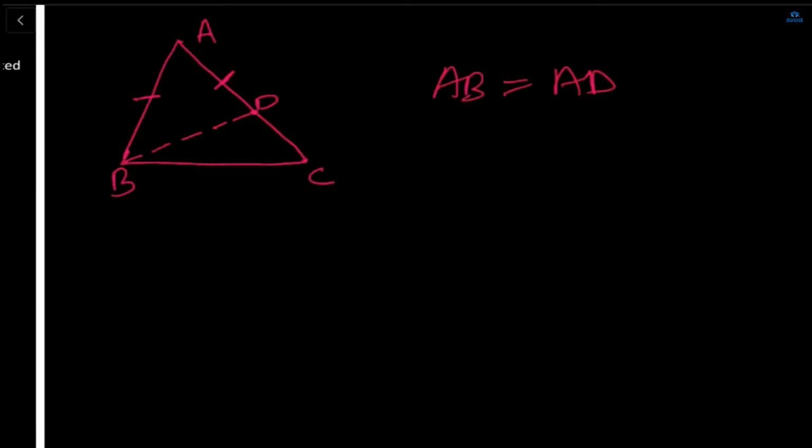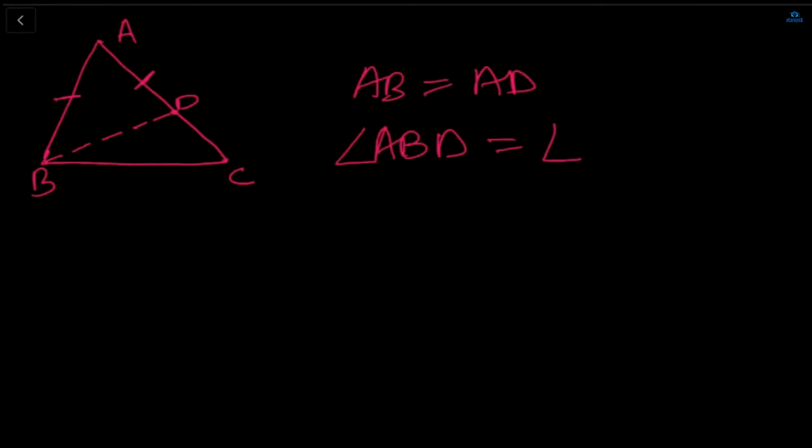Now since both the sides are equal, we already know that if the sides are equal, then the angles opposite to them are also equal. So AB and AD, the angles that will be equal will be angle ABD is equal to angle ADB. This angle will be equal to this angle since the sides are equal.